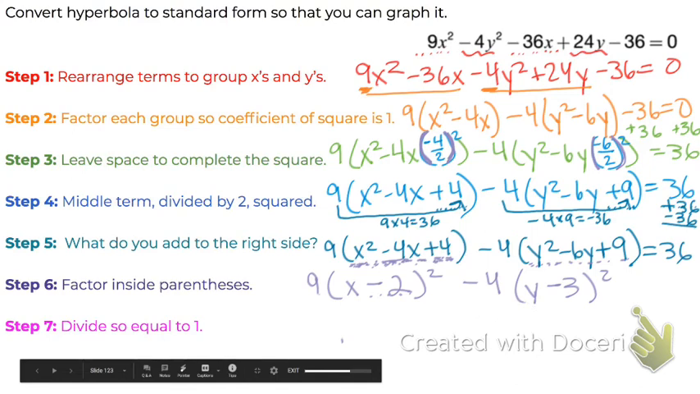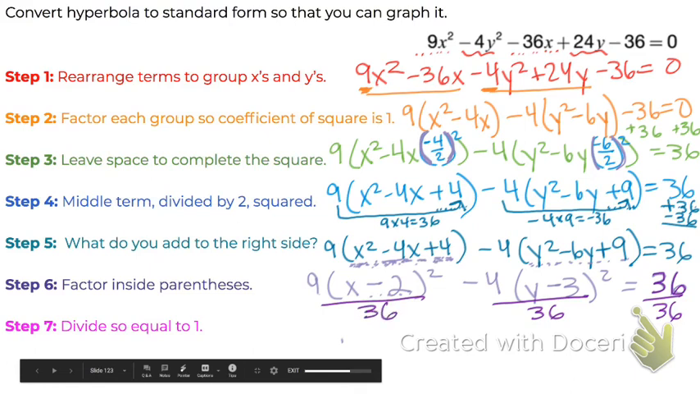So we're almost there. The very last step to have this in standard form so we can graph it, we need to have it set equal to 1. So this 36 over here, we need to change that to a 1. In order to do that, I'm going to divide by 36. If I divide that by 36, I need to divide the left side by 36 as well. So I need to divide that by 36 and divide this by 36.